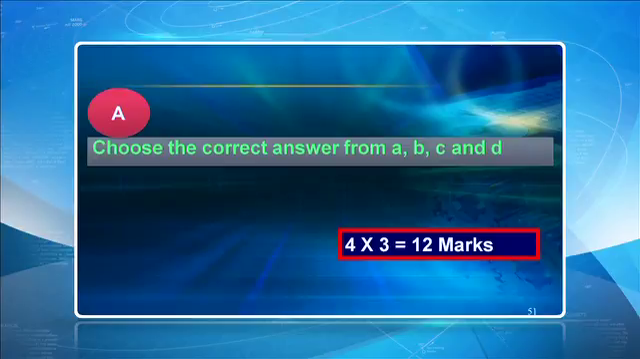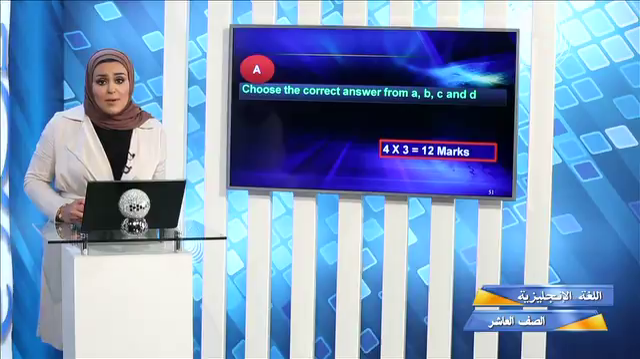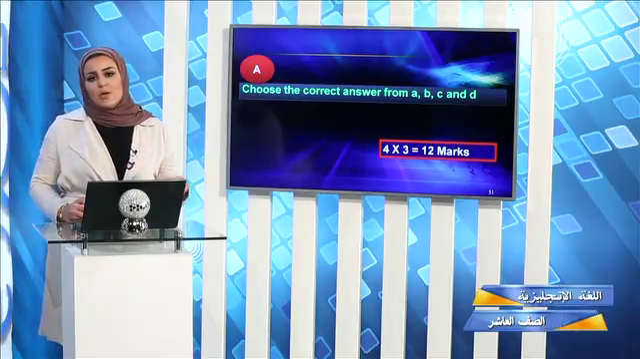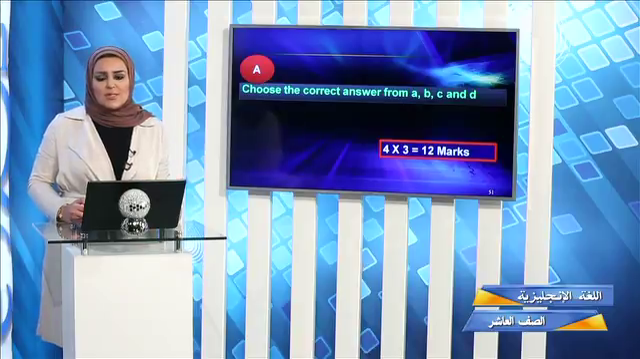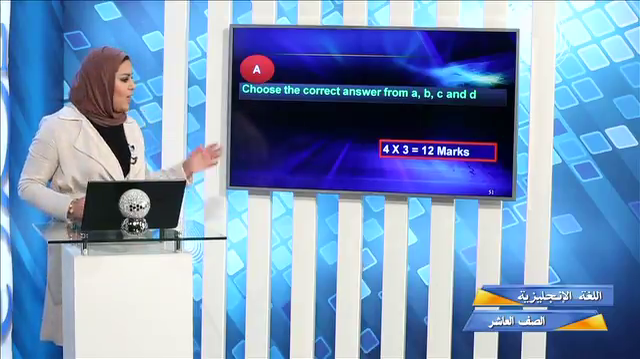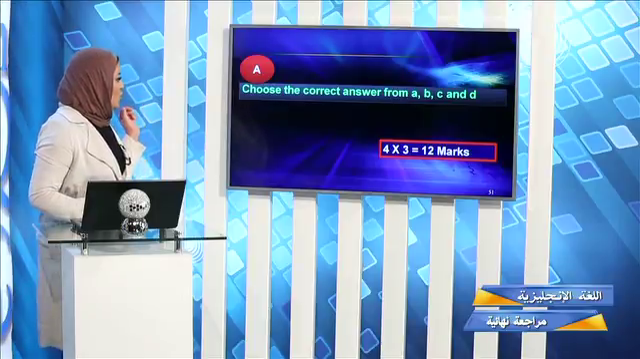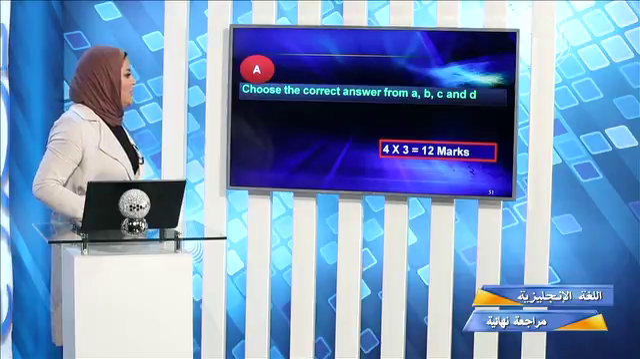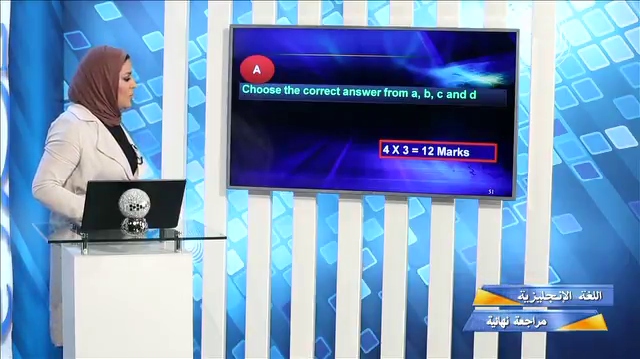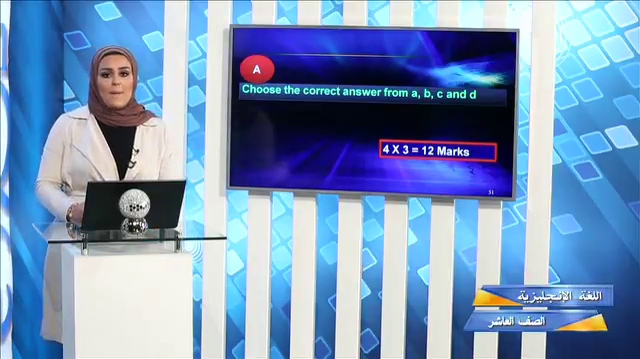Good. So now that we together have read the reading passage, of course here you can read it twice and even more to fully understand it. After that, you will have to answer the questions. The first question is to choose the correct answer from A, B, C, and D. So you are going to have 4 sentences, each worth 3, and the total is going to be 12 marks.